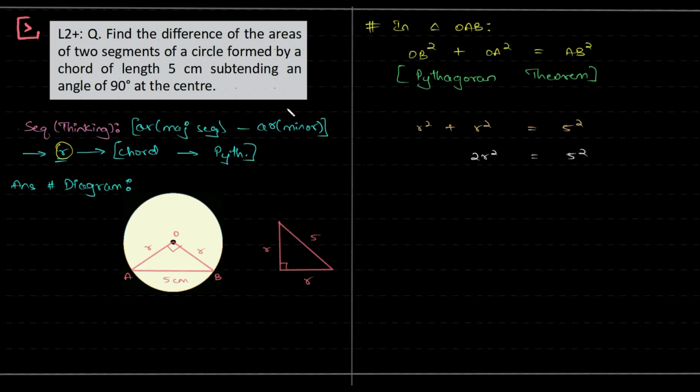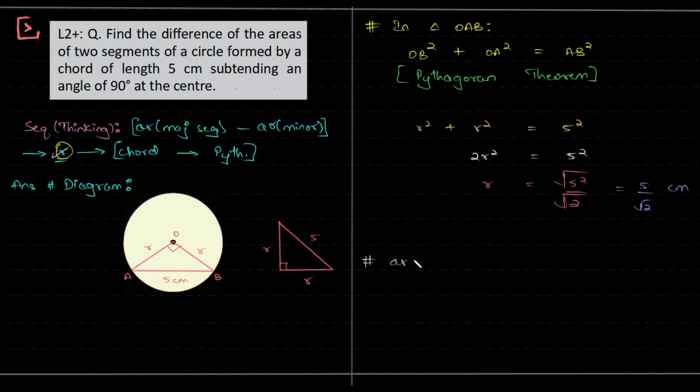So we have R square equal to 5 square by 2, and we take the square root of both the numerator and denominator. So this is basically R equal to 5 by root 2 centimeters. Ideally we need to rationalize this, but this is not the final answer, so we don't need to bother with this. We'll just keep it.